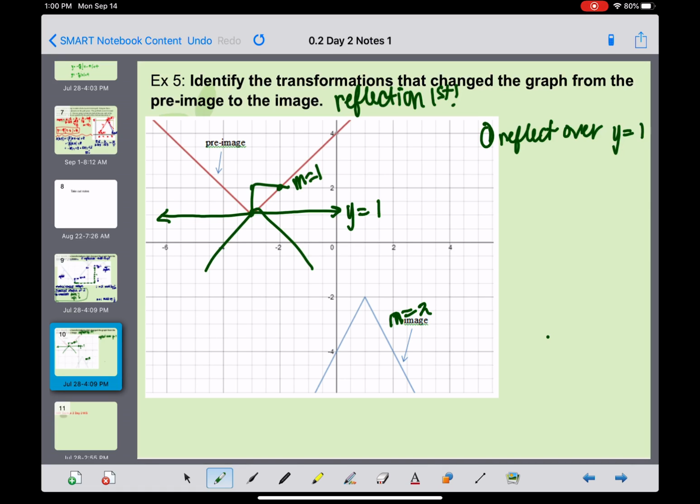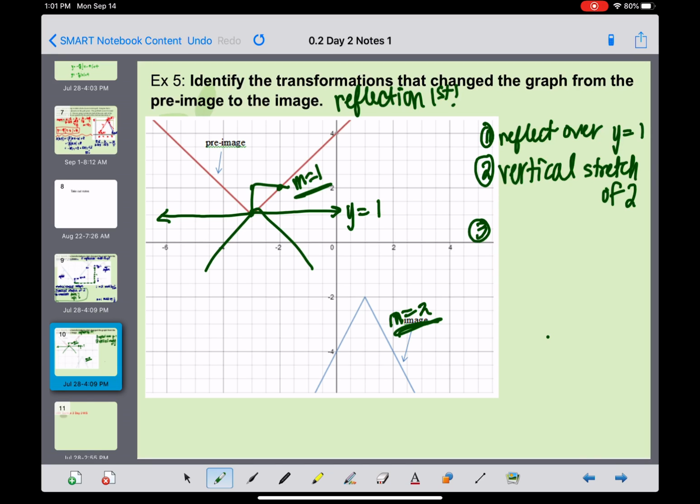So first thing we do is reflect over y equals 1. Second thing, we have a vertical. Now is it stretch or shrink? So I'm going from 1 to 2. So it's getting narrower. So we're going to have a stretch of 2. 1 times 2 is 2. If that's something that's hard to understand, just ask me. I will explain it again to you, okay?